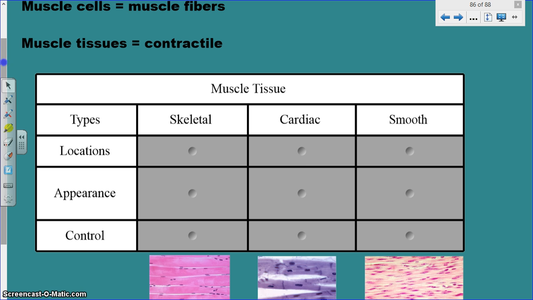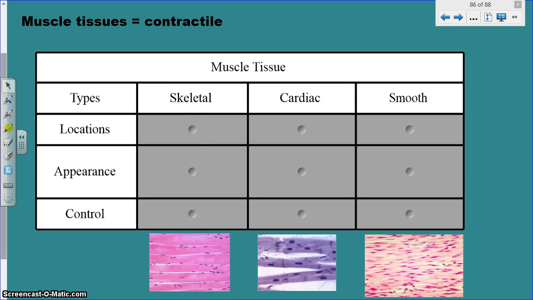Skeletal muscle tissue is located in your regular muscles, okay? So the muscles that are attached to bones. So for instance, your biceps brachii, your rectus femoris, your sternocleidomastoid, your gluteus maximus. Those are composed of skeletal muscle tissue. Their appearance is striated. Striated means that it's got a striped appearance. There's bands, alternating light and dark bands that form it.